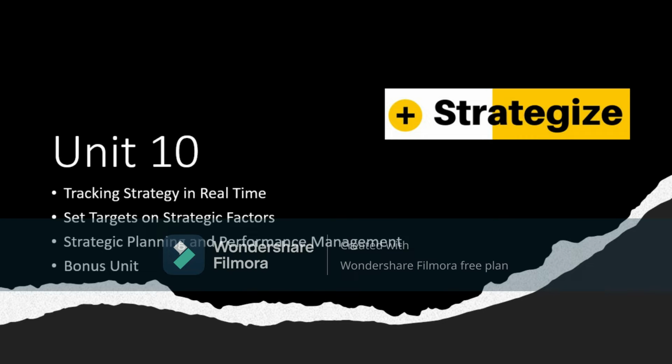Bonus unit. Unit 10. Tracking strategy in real time. Setting targets on strategic factors.